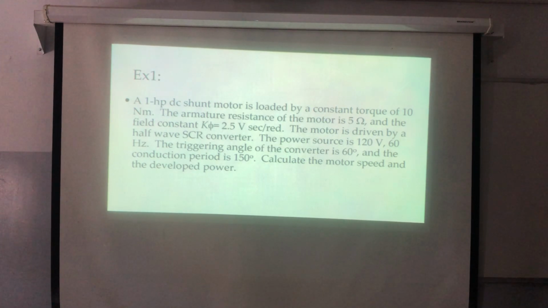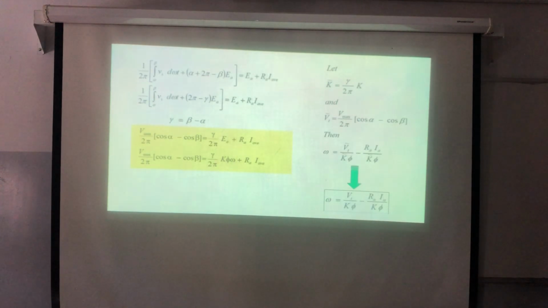How can I do that? If I recall back here, see what I'm having. 2 V max. This one's given. So I can calculate this one. RA is given. K5, I need to calculate what? IA average. This one I will calculate from where? From TD.